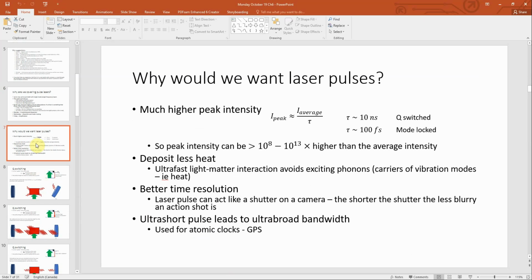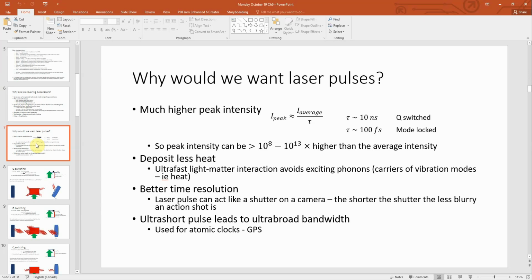Okay, so why do we want a laser pulse? Well, it turns out you can get much higher peak intensity from a pulsed laser than from a continuous wave or CW laser, or a laser with a single frequency. So the peak intensity of a laser pulse is going to be the average intensity of your laser divided by the pulse duration, tau.